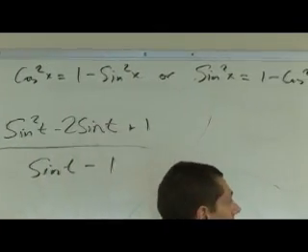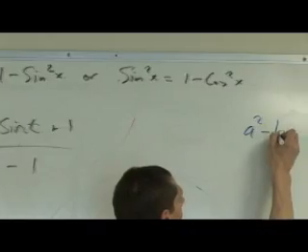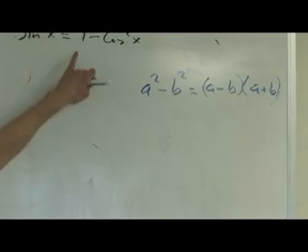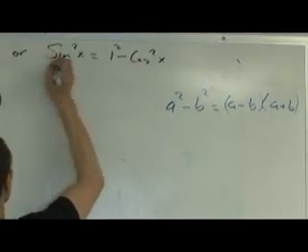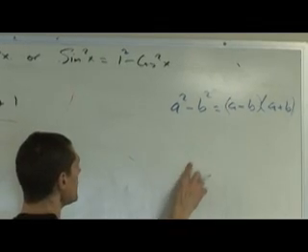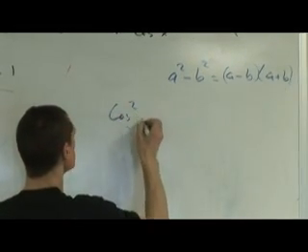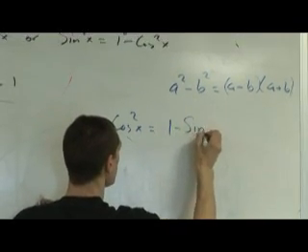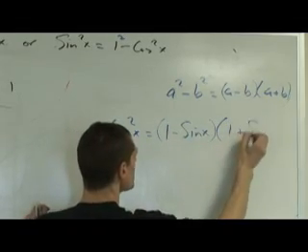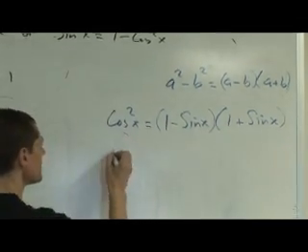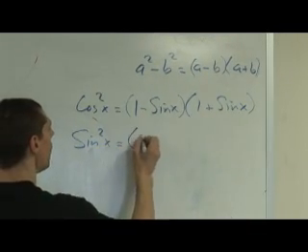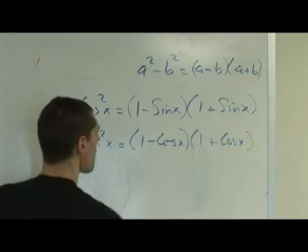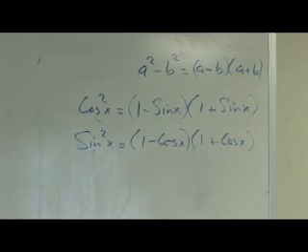Remember, in general, a squared minus b squared is a minus b times a plus b. 1 is the same as 1 squared, even though we don't write it like that. We can also write these in terms of this. Cosine squared x is equal to, this is a squared minus b squared, 1 minus sine x times 1 plus sine x. And I don't know that we'll need this. Similarly, sine squared x is 1 minus cosine x times 1 plus cosine x. Let's see what we have here.